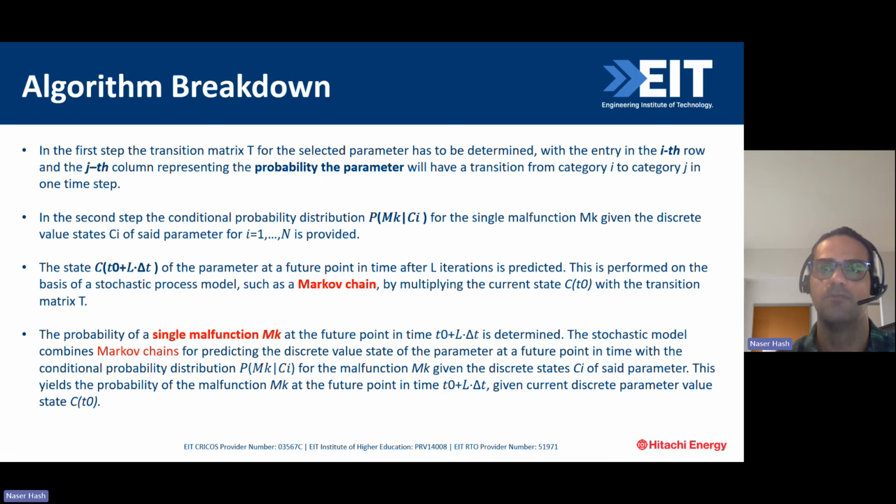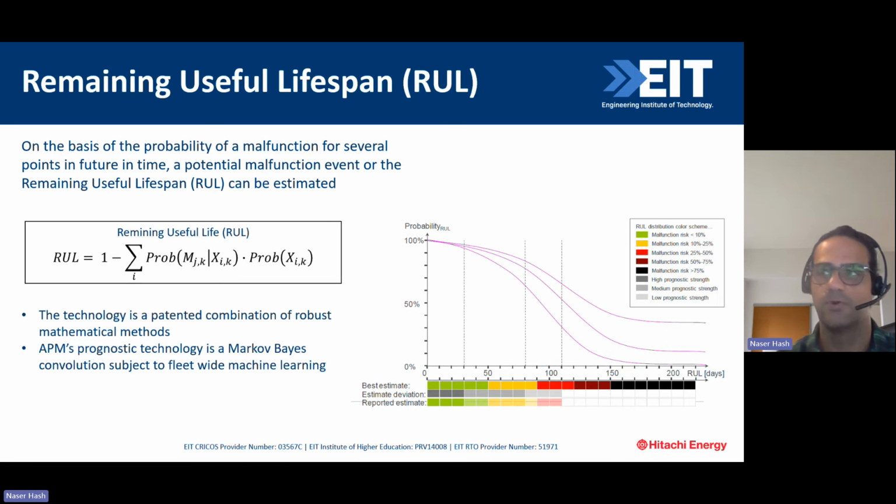So let's move on. What is important here is how we can calculate the remaining useful life of the equipment. The remaining useful life is based on the probability of failure. So if the probability of failure is increasing, the remaining useful life of the equipment is changing. On the other side, if the probability of failure increases, the remaining useful life is decreasing.